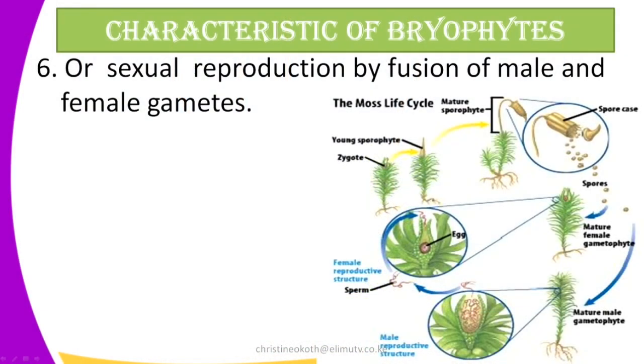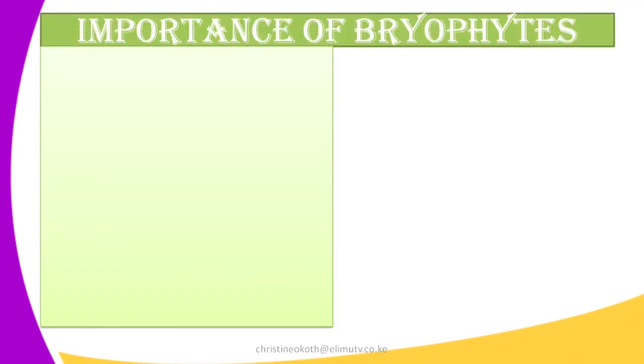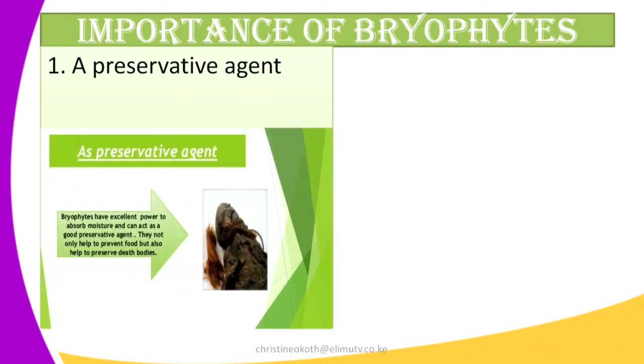Now you have watched that video on sexual reproduction by the fusion of the male and the female gametes. So now we have talked about the characteristics of bryophytes. Well, now let us look at the importance of bryophytes. The first importance is that it is used as a preservative agent. Bryophytes have an excellent power to absorb moisture and can act as a good preservative agent.